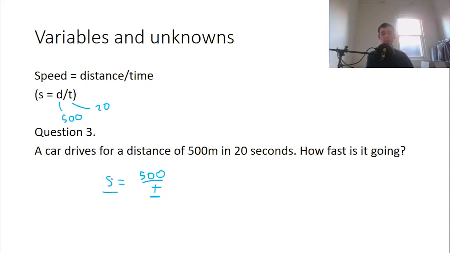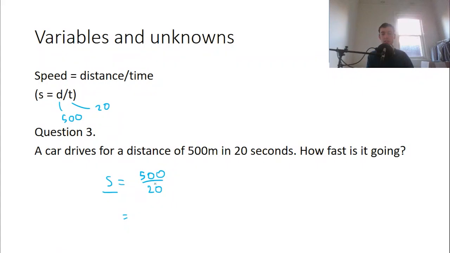So S will be different depending on what T is. But if I make this 20, there's only one number that S can be. That's why it's called an unknown now. So let's work it out. Let's solve the equation.